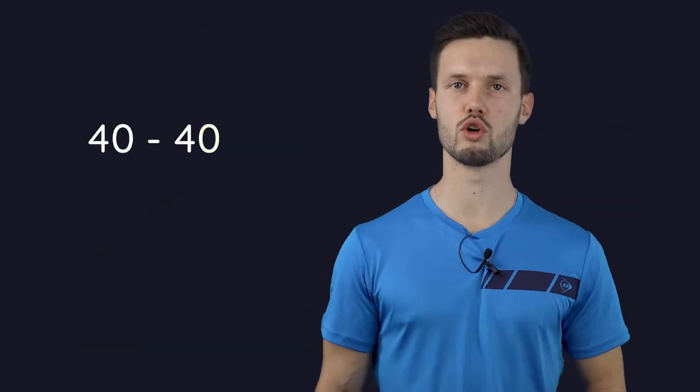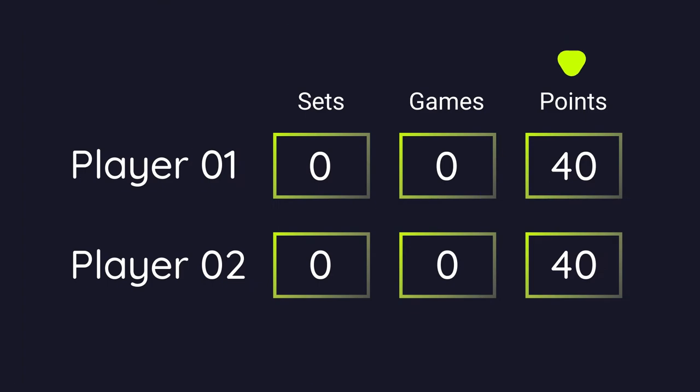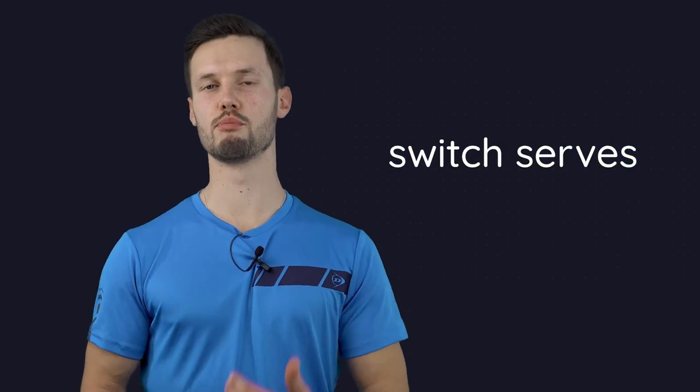Now, if the score is 40-40, which is also called deuce, you have to win 2 points in a row to win the game. So let's say you win the first point at 40-all, now it is advantage for you. If you win the next point, now it is game for you. If it is advantage for you and you lose the next point, it goes back to 40-all, or also called deuce. Now, don't forget, after every completed game, you have to switch serves. So your opponent is serving now.